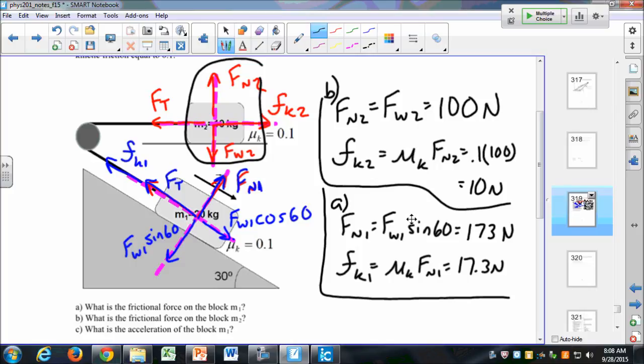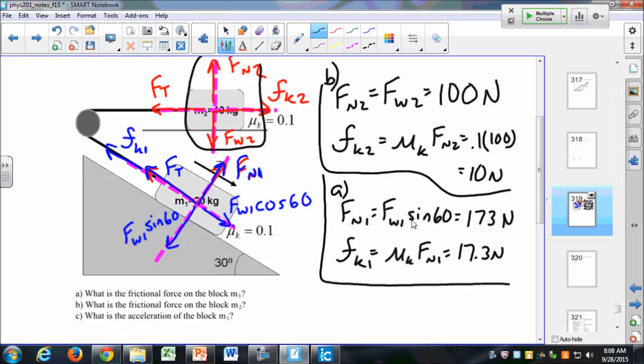And now I want to know the acceleration. So with your acceleration, just like we did before, you'll just write out the forces, in this case, in the x direction for both of them. See what your unknowns are, what your knowns are, and then solve for the unknowns.